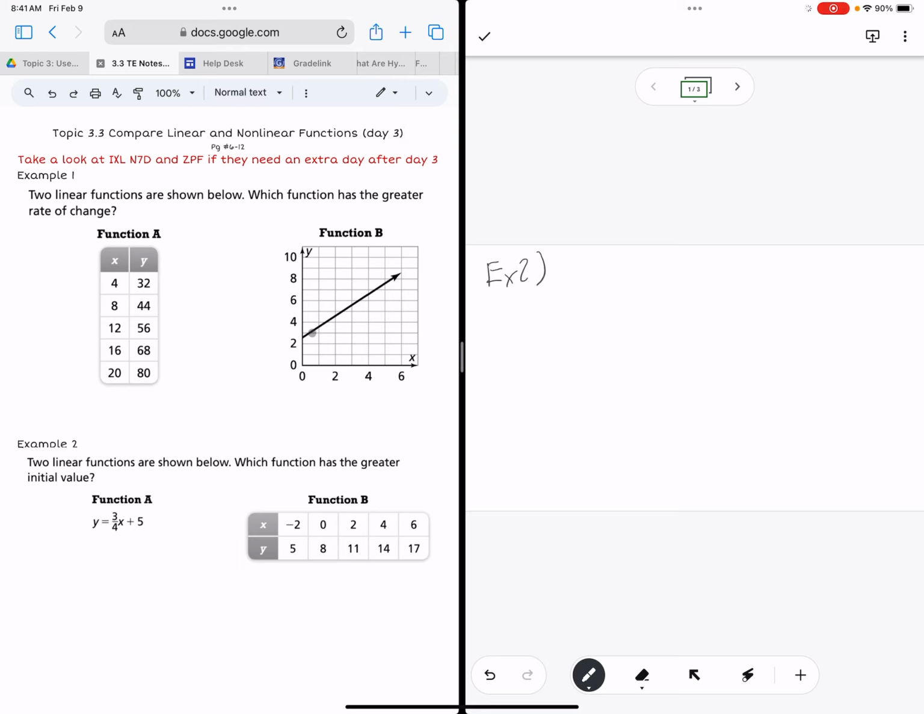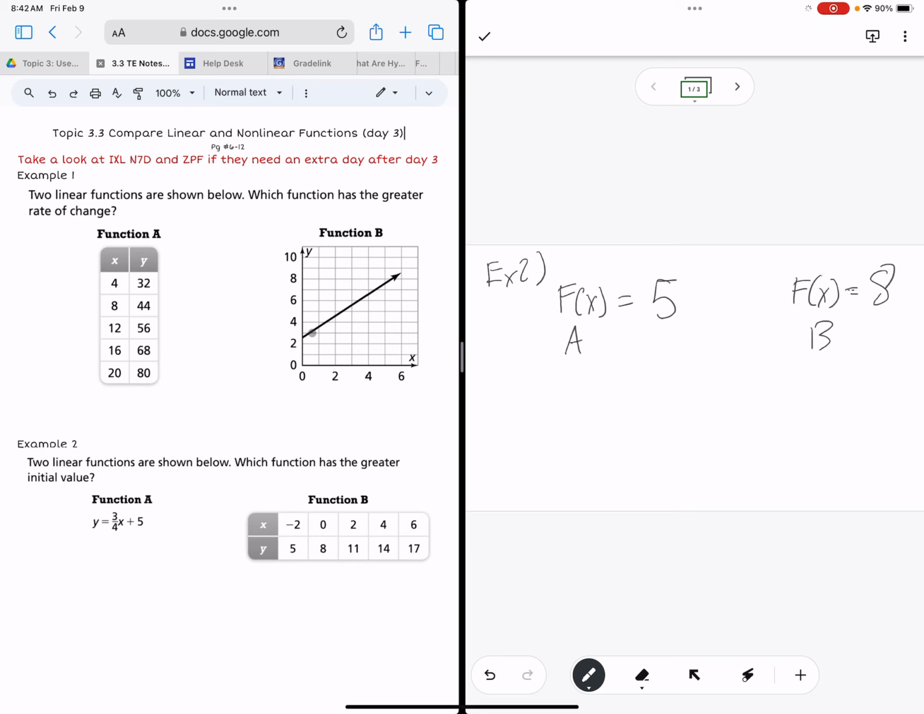Example 2, we're no longer looking for slope. What are we looking for? Well, the y-intercept. So this is function A, this is function B. We're just looking for the y-intercept. So what is the y-intercept of A? 5. Yep, it's 5, because in the equation it says plus 5. And then what is the y-intercept of B? How do you know it's 8? Because where x equals 0, whatever the y value is, 8, right? So we have our y-intercept.